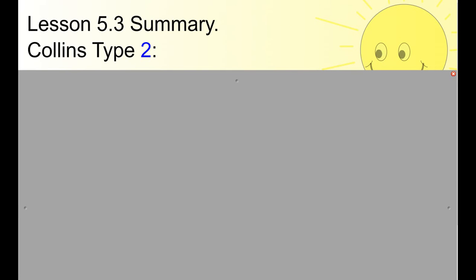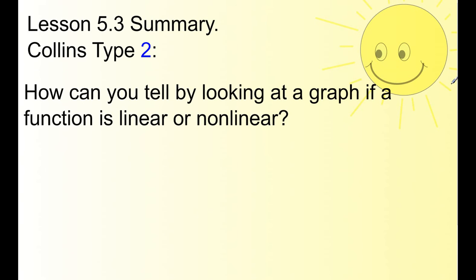Okay, so for our summary of this lesson, we have a type 2. So I'll be grading your answer on the correctness of your response. Make sure you take your time. It says, how can you tell by looking at a graph if a function is linear or nonlinear? That is so easy. So hopefully we all get it right. How can you tell by looking at a graph of a function if it is linear or nonlinear? Pause the video if you need the question a little bit longer. If not, this has been lesson 5.3. Thanks for watching.